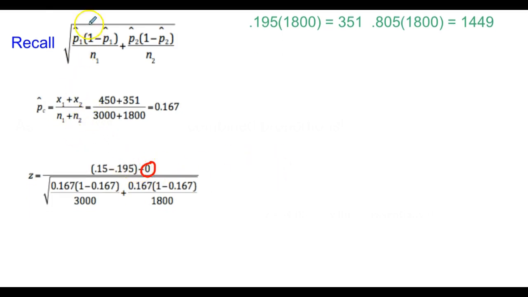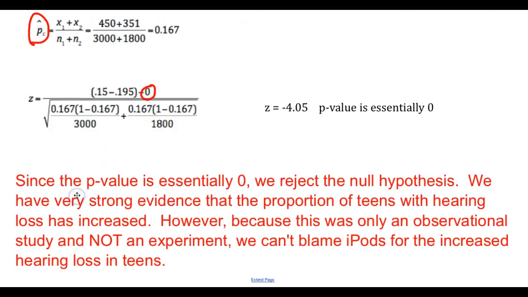Then notice that in place of P1 and P2 here, we're actually using our combined proportion value. So when we actually do this calculation, we get a z-test statistic of negative 4.05, which if you recall from the 68, 95, 99.7 rule, once we get beyond 3 standard deviations, we're way in the tail of our distribution. So it makes sense that our p-value is essentially 0. So since the p-value is essentially 0, we can reject the null hypothesis. We have very strong evidence that the proportion of teens with hearing loss has increased.